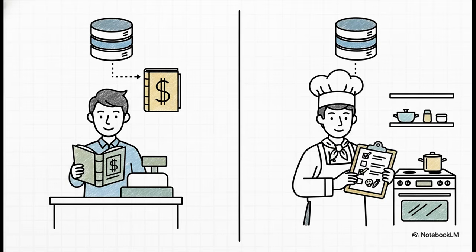And finally, we've got the data. Each service can have its very own database. This is kind of like the cashier having their own sales ledger that is totally separate from the chef's inventory list. The user service only worries about user data. The product service only worries about product data. Everything stays neat, tidy, and completely independent.